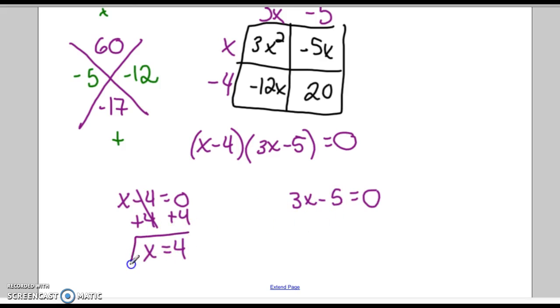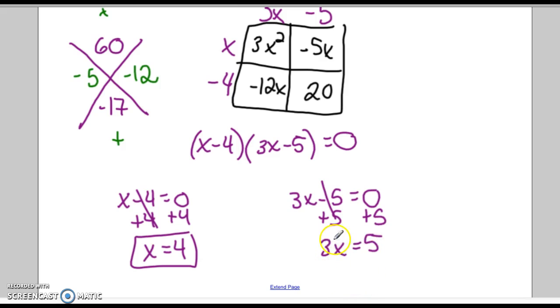And over, that's one of my answers I'm going to box in. And over here, I have 3x minus 5 equals 0. This turns into a two-step equation. I'm going to first move the 5 over, so think back to your two-step equation skills that you guys are all amazing at. And that cancels that out. I have 3x equals positive 5.